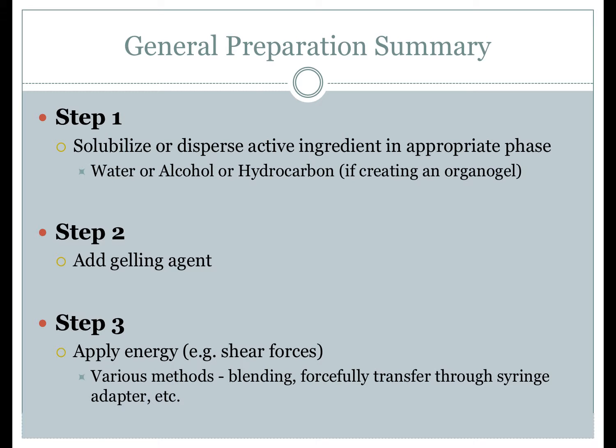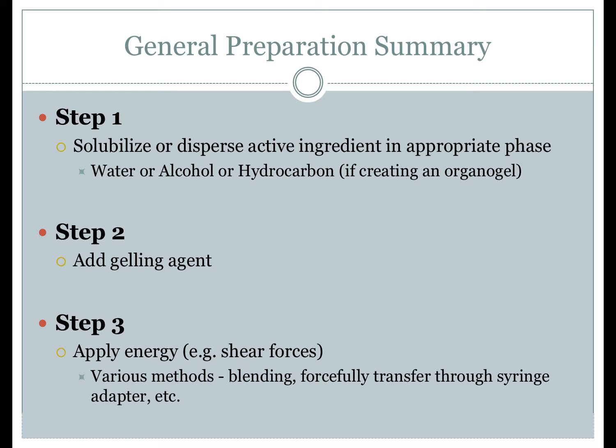This slide summarizes general preparation requirements for compounding gels. To recap the compounding procedures in general, begin by taking the active drug and solubilizing it in whatever solution is most appropriate. Typically it is water, or possibly alcohol, or in some cases, when preparing an organogel, the drug may actually be more soluble in the lipophilic or hydrocarbon base. Regardless, solubilize the active drug first. Then add the gelling agent, whether it is a cellulose agent, a carbomer, or a poloxamer. Next, apply energy and shear forces to get the gelling process to start.